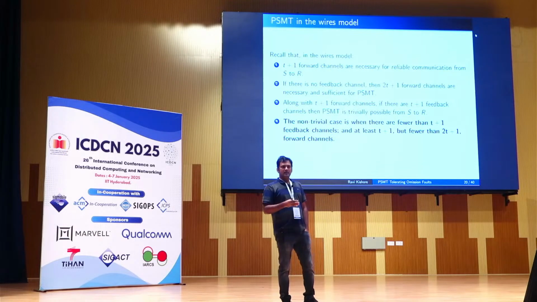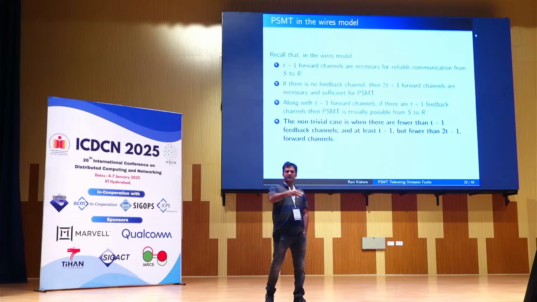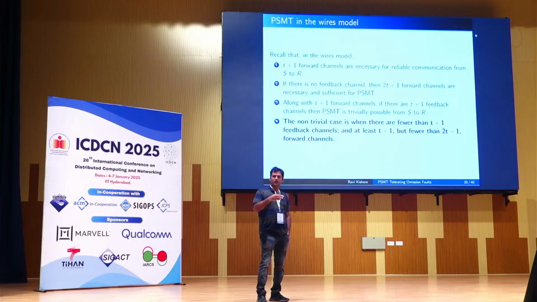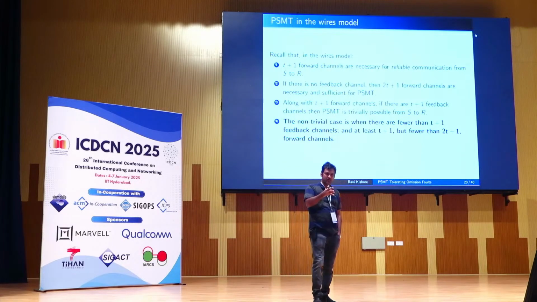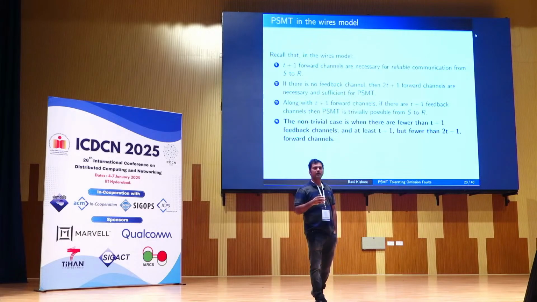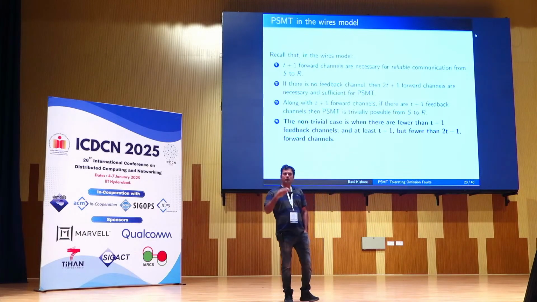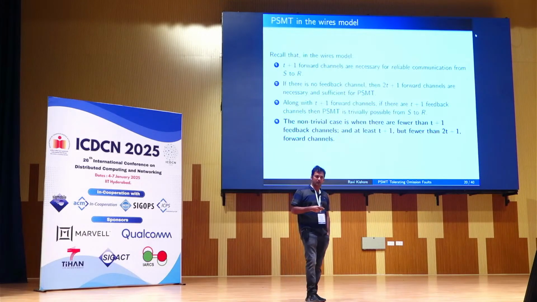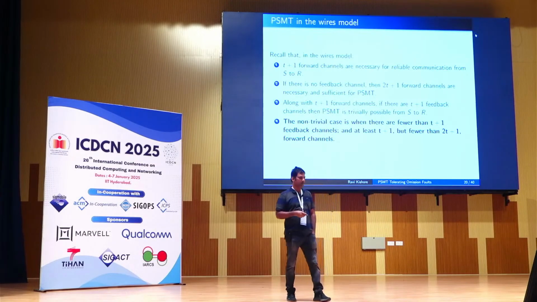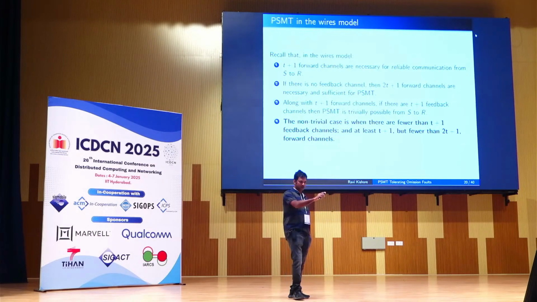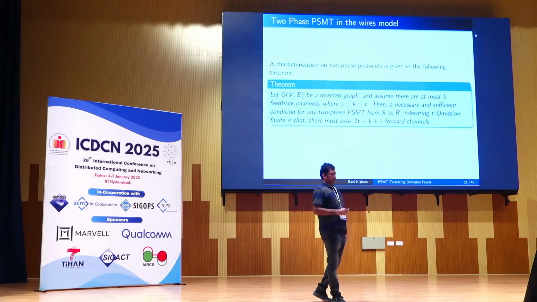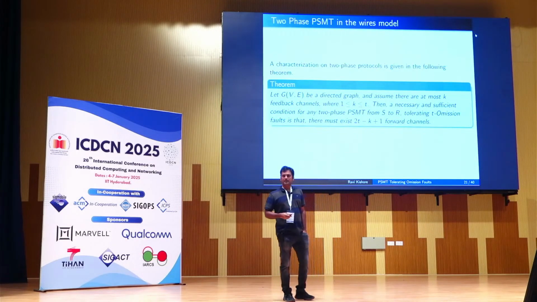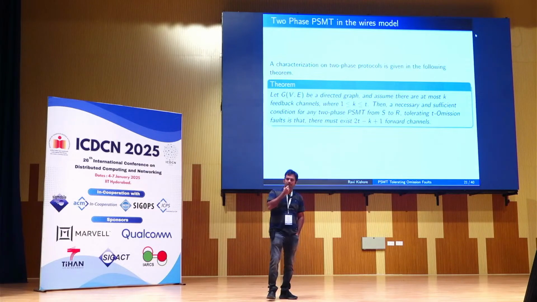So the non-trivial case is when there are T plus 1 disjoint paths from the sender to the receiver, and at most 2 T paths, not more than T plus 1 paths from the receiver to the sender. Otherwise, in all the other cases, protocols trivially exist. So we just focus on this case. And then what is the necessary and sufficient condition in this case?